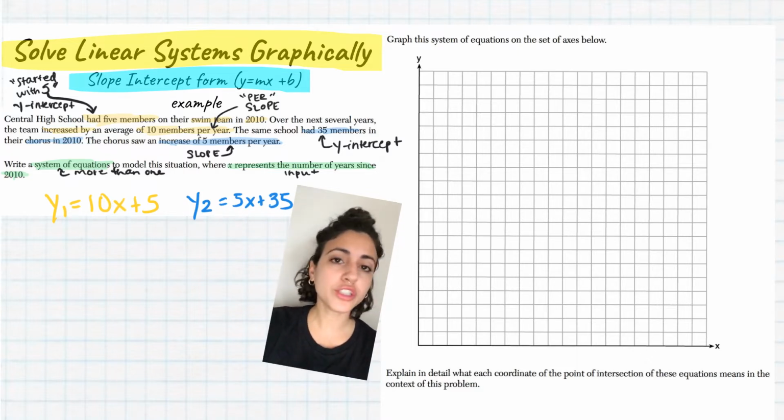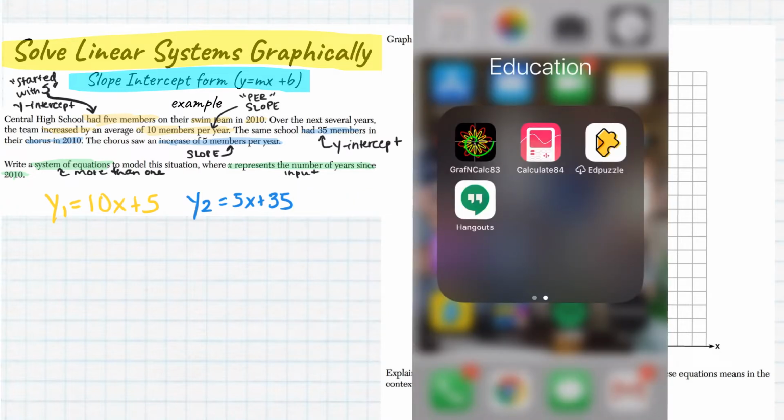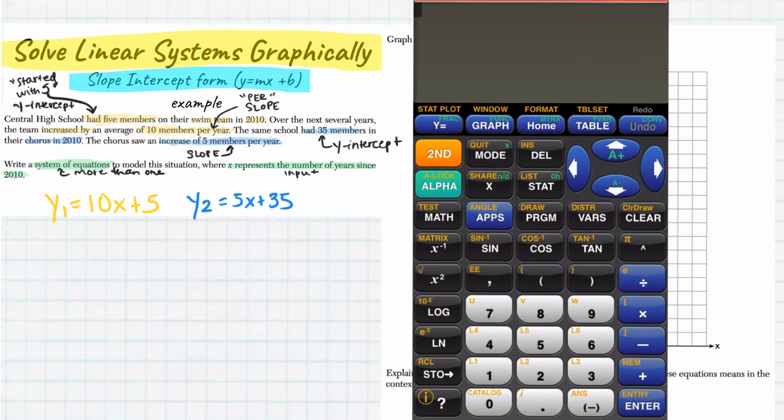So now I'm going to share with you how to use your graphing calculator or your graphing calculator app to get the points for this table so that you can graph the system of equations and solve for it. Okay, so let's do that. I have two graphing calculator apps, Graphing Calc 83 and Calc 84. Maybe you have those, a different calculator app, or maybe you have the calculator at home. But this is how we would use the calculator to get the points for the graph for our linear systems example about the swim team and the choir.